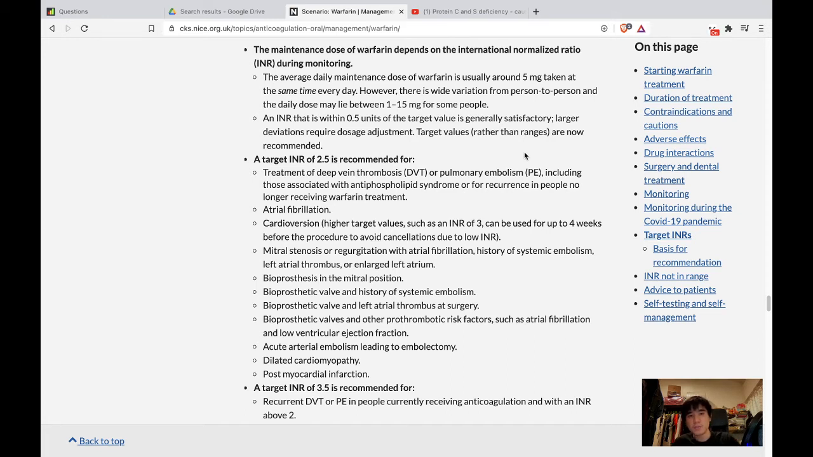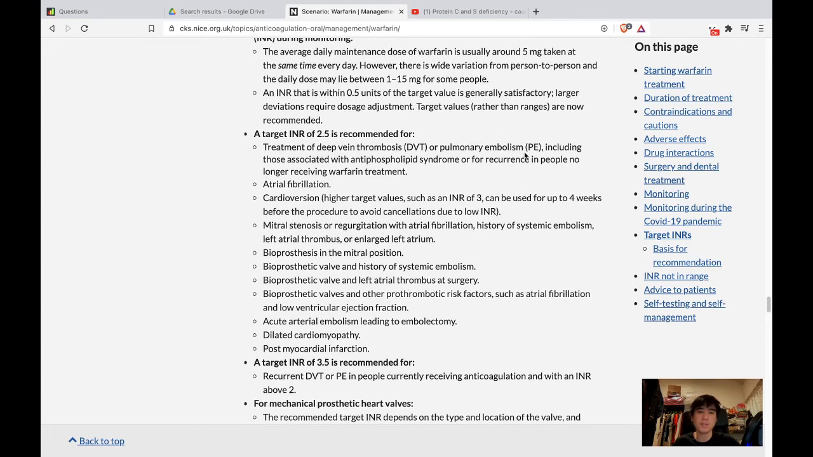Atrial fibrillation. Cardioversion, take higher, target INR 2.5 for atrial fibrillation. Cardioversion as well, 2.5. Higher target values such as INR of 3 can be used for up to 4 weeks before the procedure to avoid cancellations due to low INR. Mitral stenosis or regurgitation with atrial fibrillation, history of systemic embolism, left atrial thrombus, or enlarged left atrium.